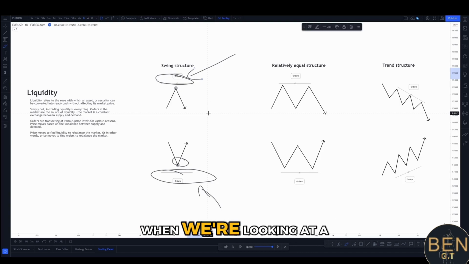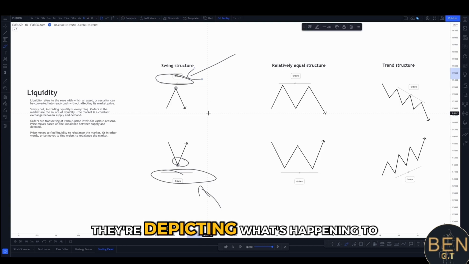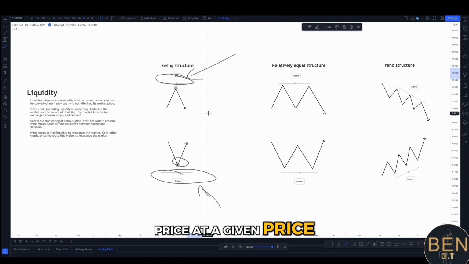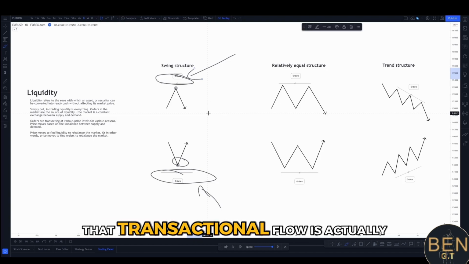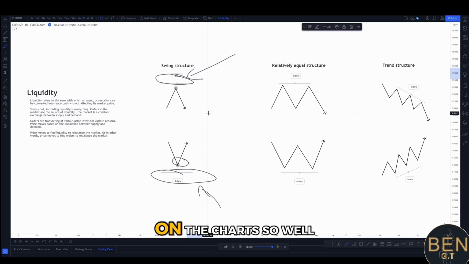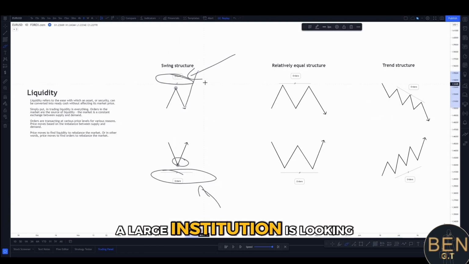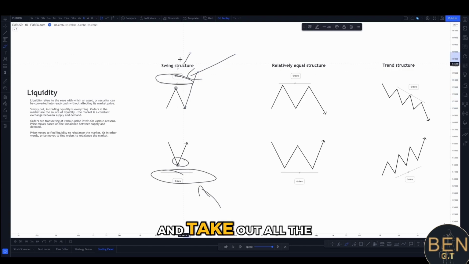It's just simply due to the fact of supply and demand and the order flow that's going on behind the scenes. Again, when we're looking at a price chart, the candles are simply depicting buying and selling. That's all it is. They're depicting what's happening to price at a given price level, and the interaction between supply and demand is what's going to give us our bullish or bearish price. The reason why price is going up or down is really just facilitated through how that transactional flow is actually happening on the charts. So while it may be well and good to say that a large institution is looking to liquidate and take out all the stops before it runs, that's not really the case.